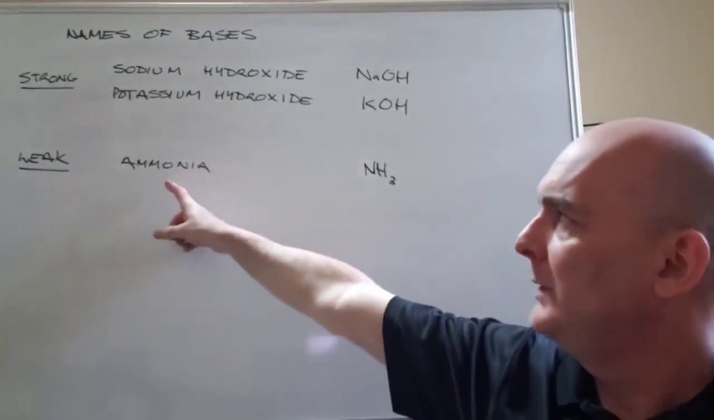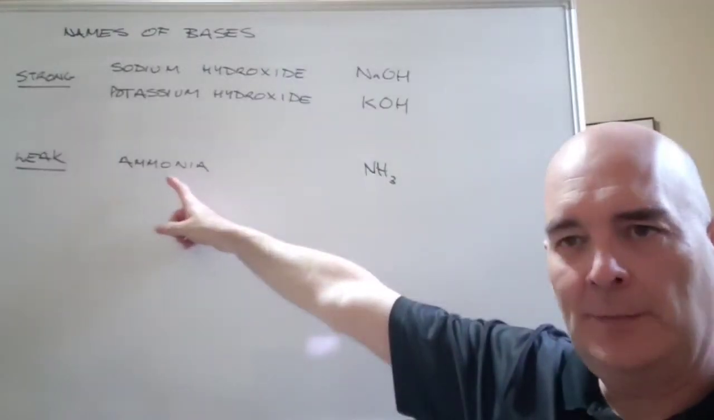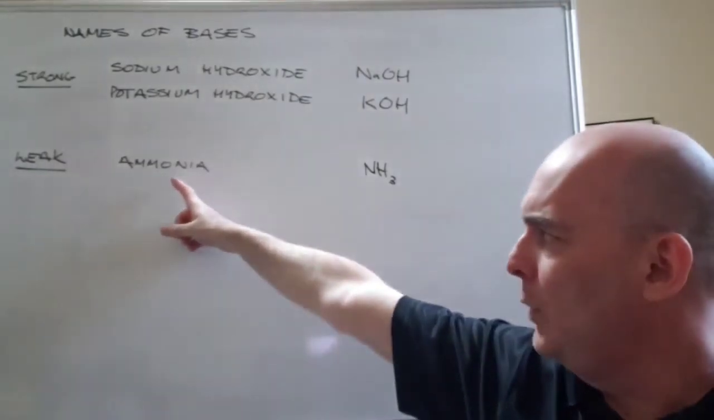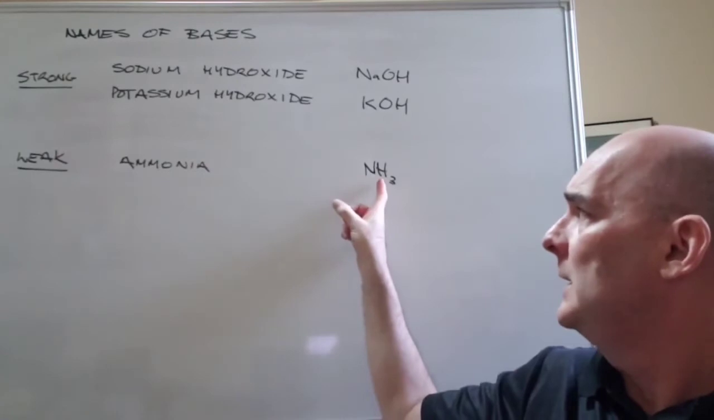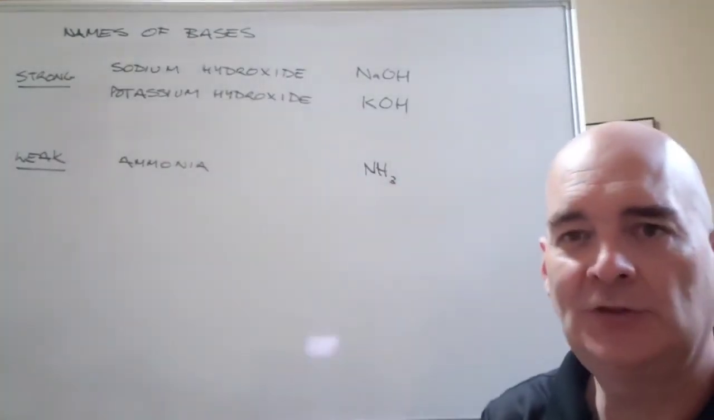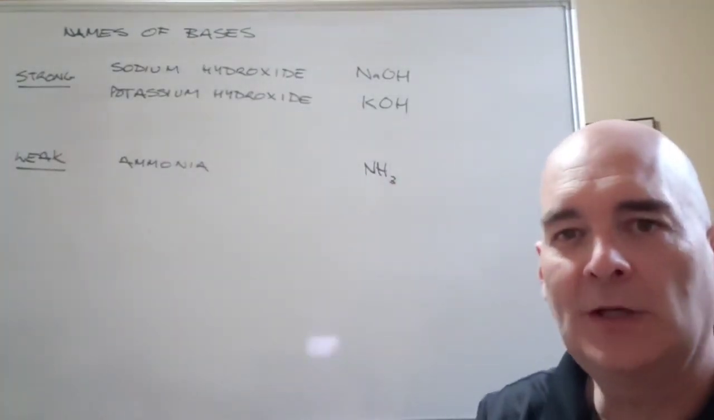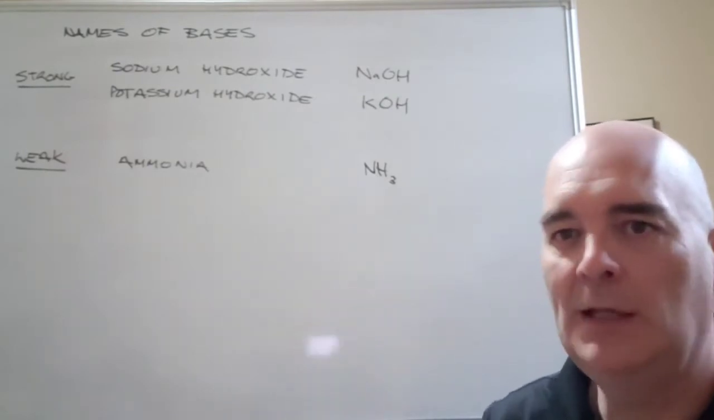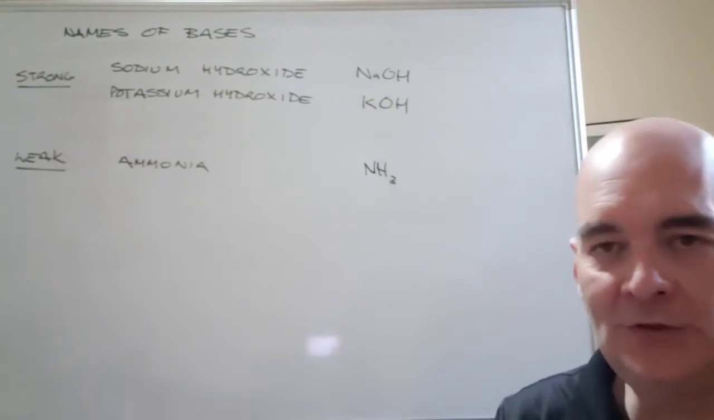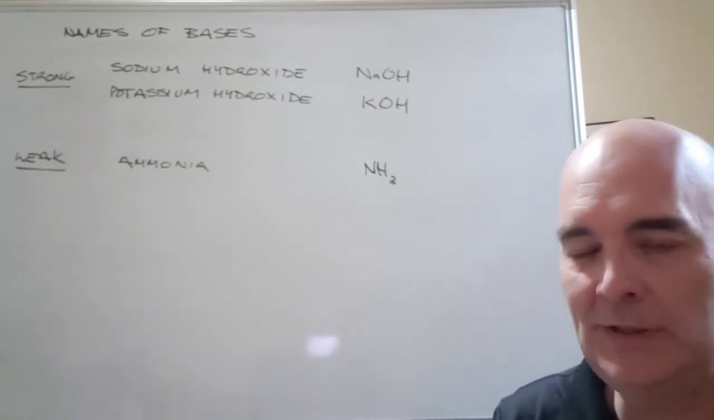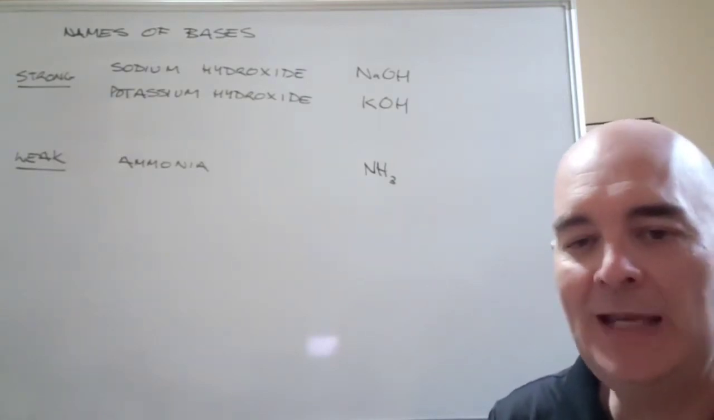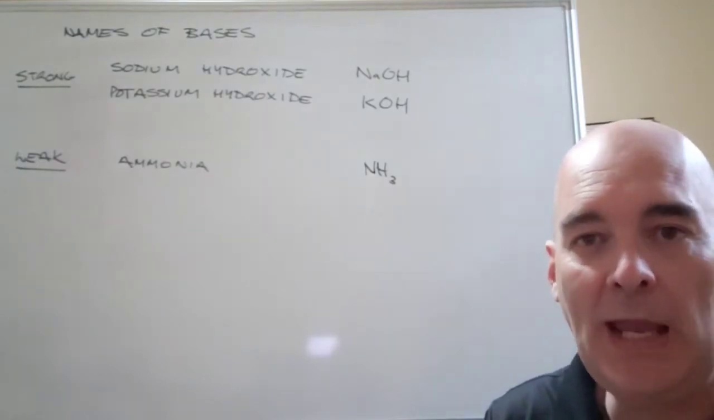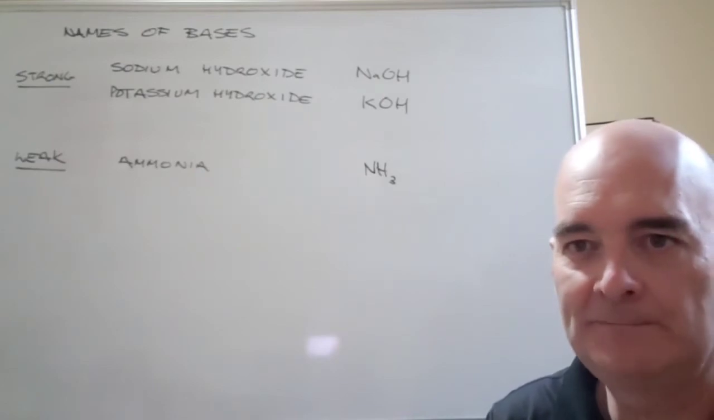And then we have one weak base that crops up commonly, and it is ammonia. And ammonia has formula of NH3. Don't get confused about the difference between ammonia, NH3, and ammonium, which we mentioned in an earlier part of this video, which is NH4+. Remember, ium at the end of a word means positive.